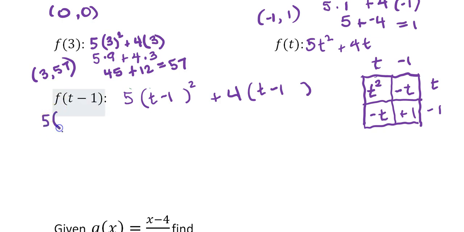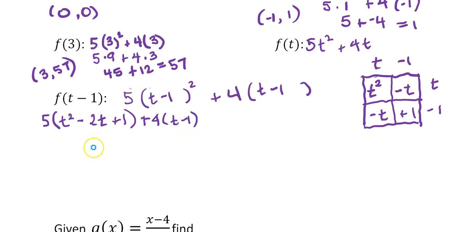I'm going to do this. 5 times t squared minus, and I've got two negative t's, right? I've got this one and this one, so that's going to be a negative 2t plus 1, plus, this is where I have to be careful I don't forget it, plus this piece. So 4, and then I've got my t minus 1. Now it's a matter of distributing.